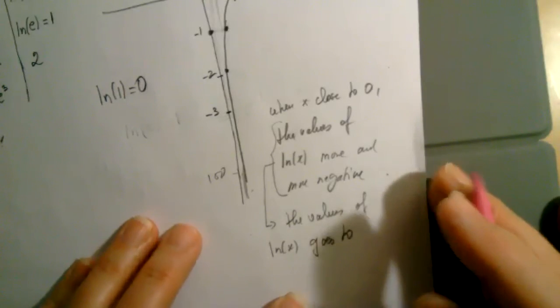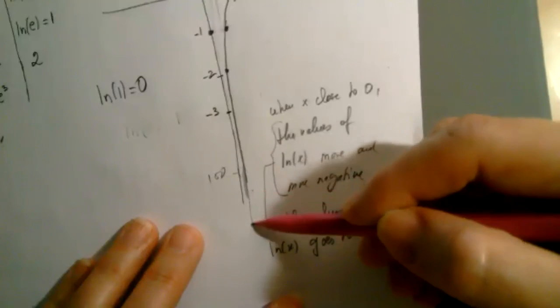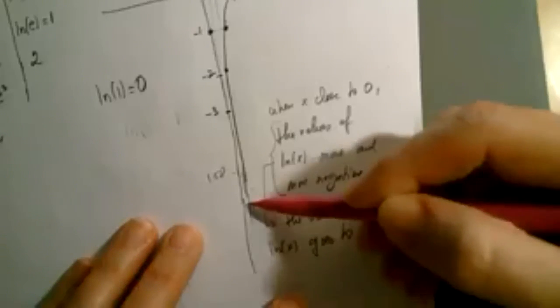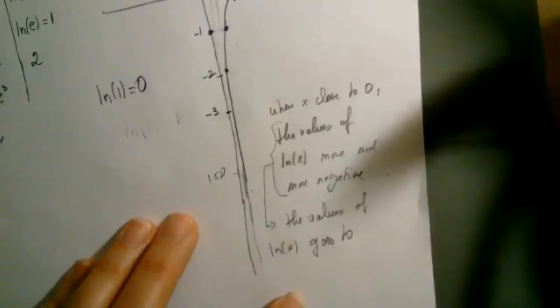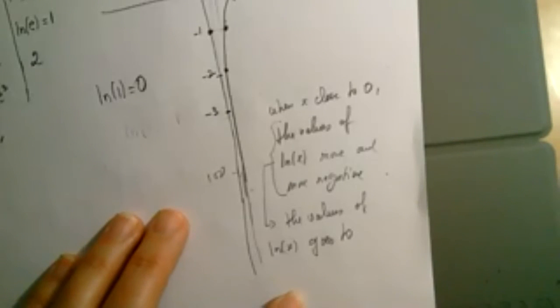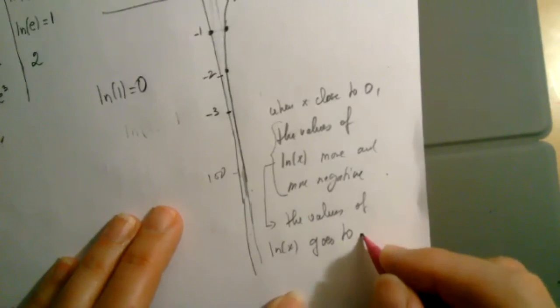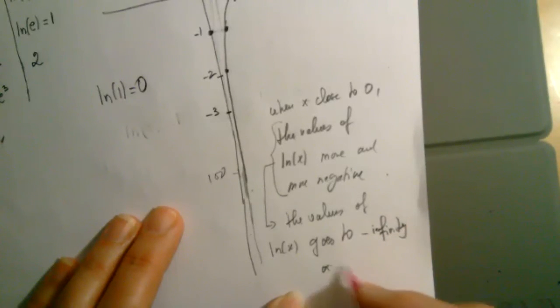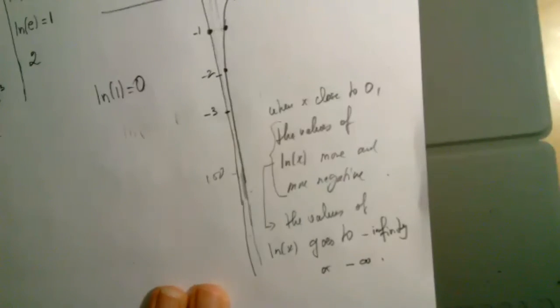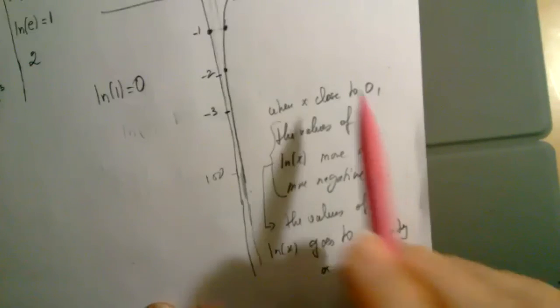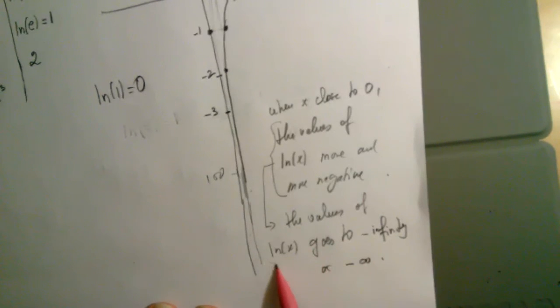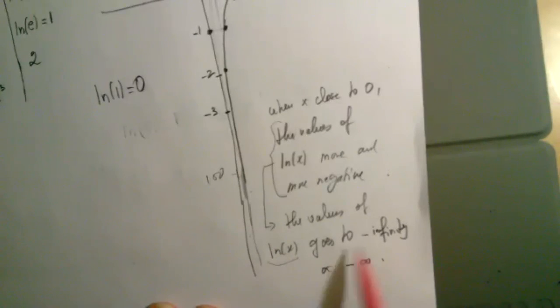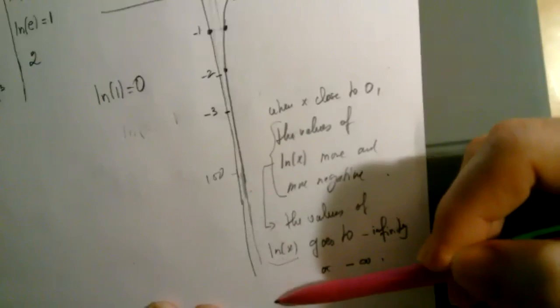Do they ever stop becoming negative? No. It's continuous, right? So in math, we express this idea by saying that they will go to minus infinity. So we express this by saying that as x becomes close to 0, the value of ln of x will go to minus infinity. They express the idea that they never stop from going down.